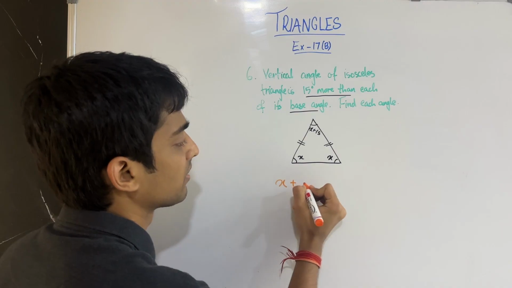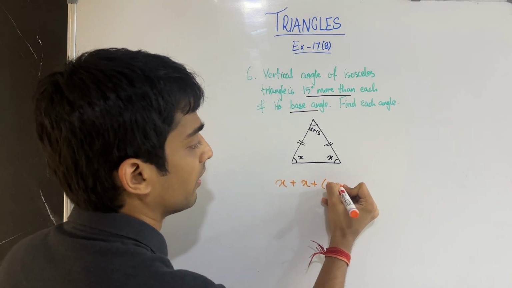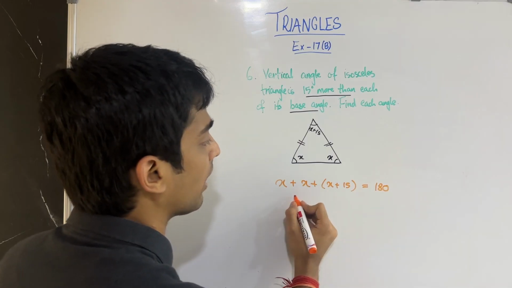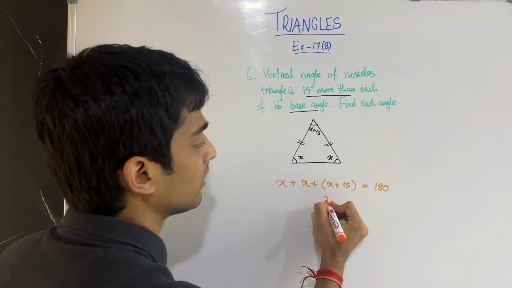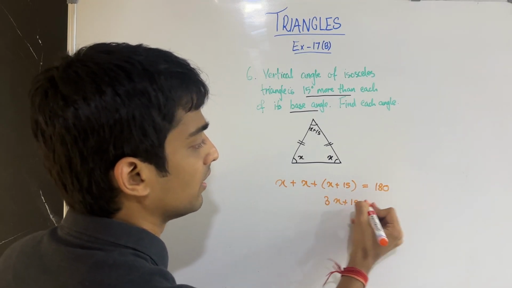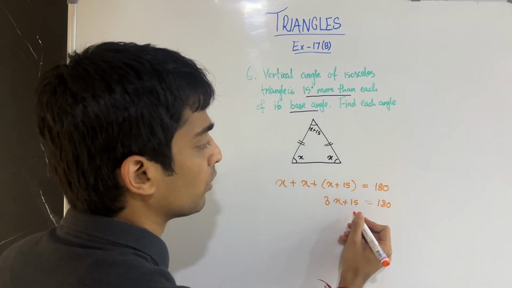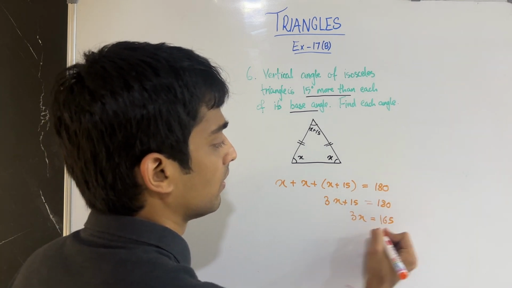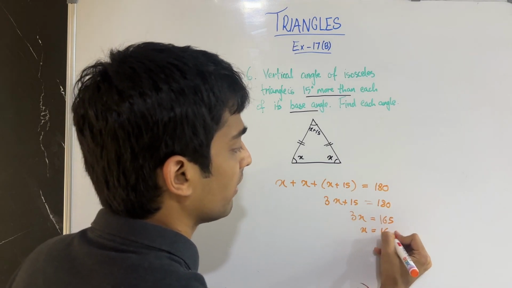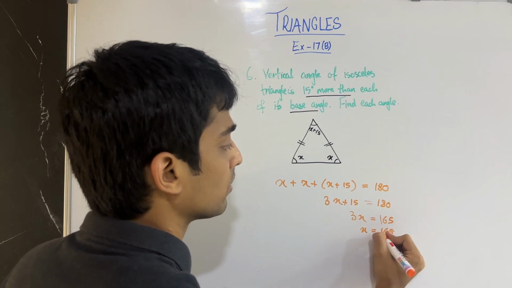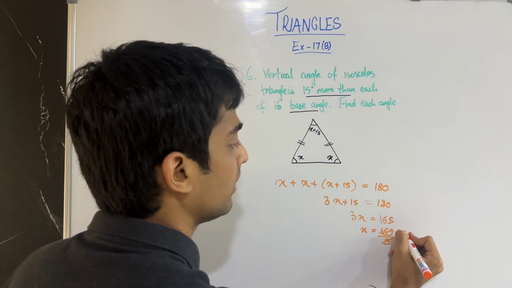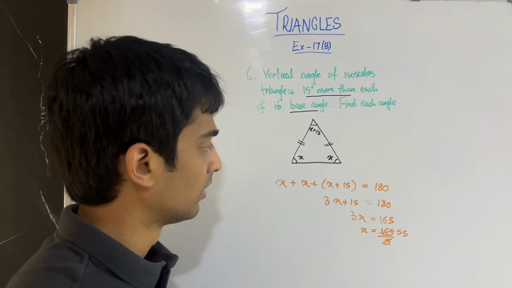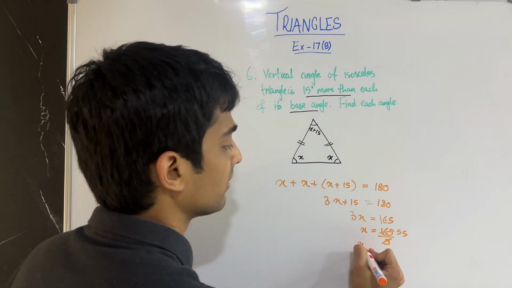x plus x plus x plus 15 equals 180 degrees. Now we open the brackets, we get 3x plus 15 equals 180. 15 goes there, so we get 3x equals 165. x equals 165 upon 3. So 3 5s are 15, 55. So x is 55. x is 55 degrees.